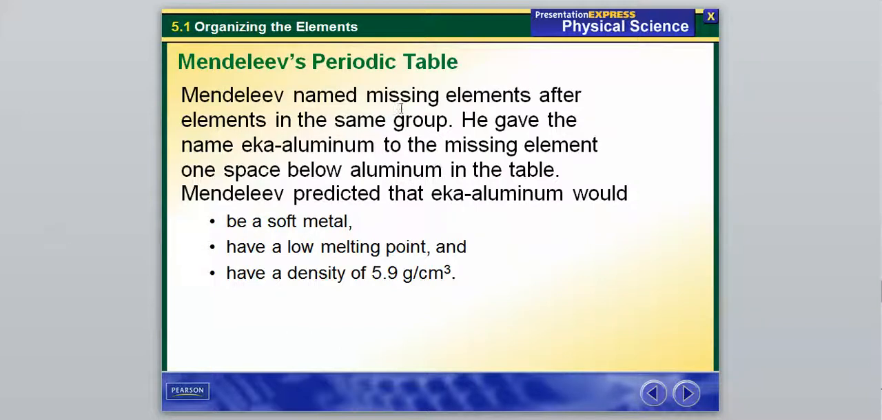So Mendeleev named missing elements after elements in the same group. For example, he gave the name eka-aluminum to the missing element one space below aluminum. And so he predicted that this eka-aluminum would be a soft metal, would have a low melting point, and would have a density of around 5.9 grams per centimeter cubed. So that was his prediction. He thought, I don't know what this element is, so I'm just going to call it eka-aluminum, and this is what I think it's going to look like.